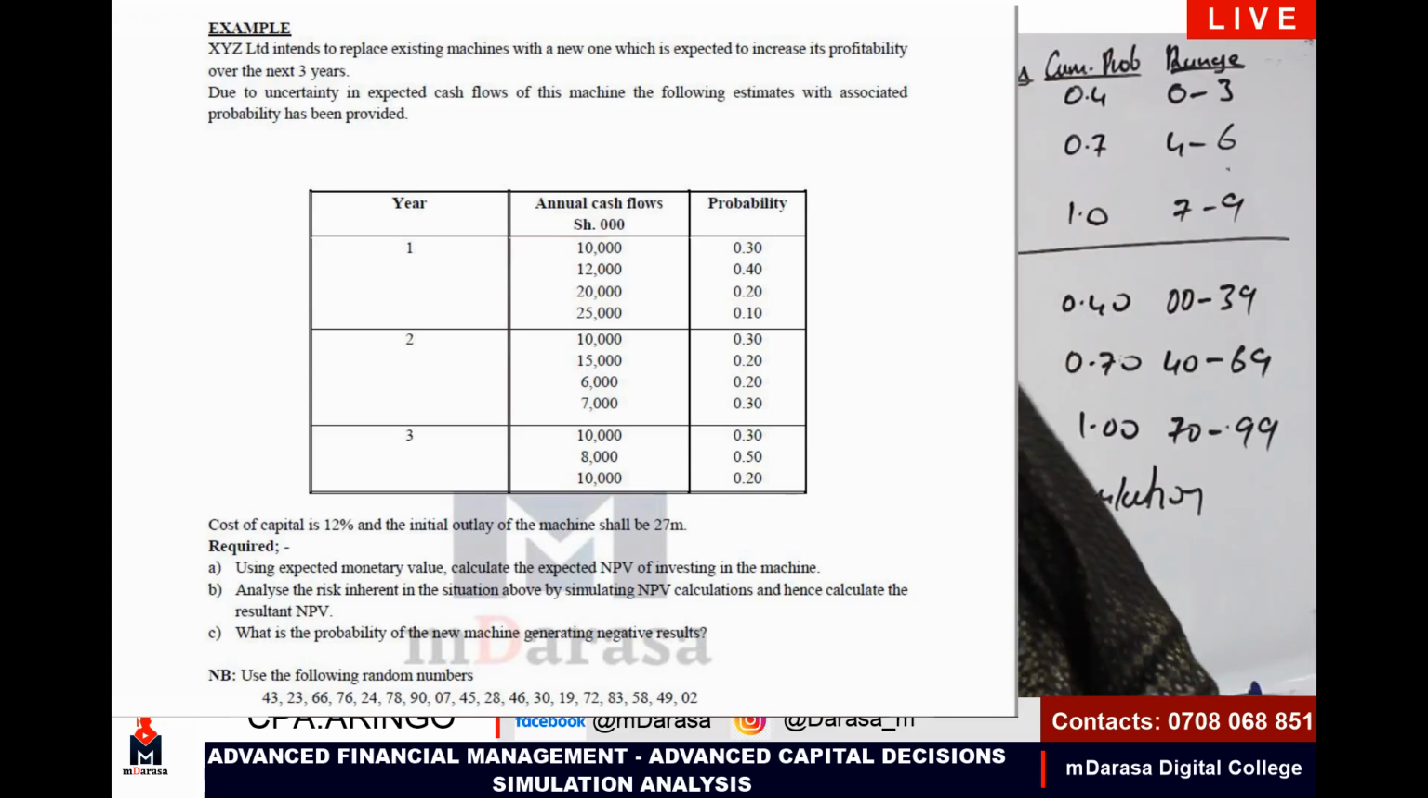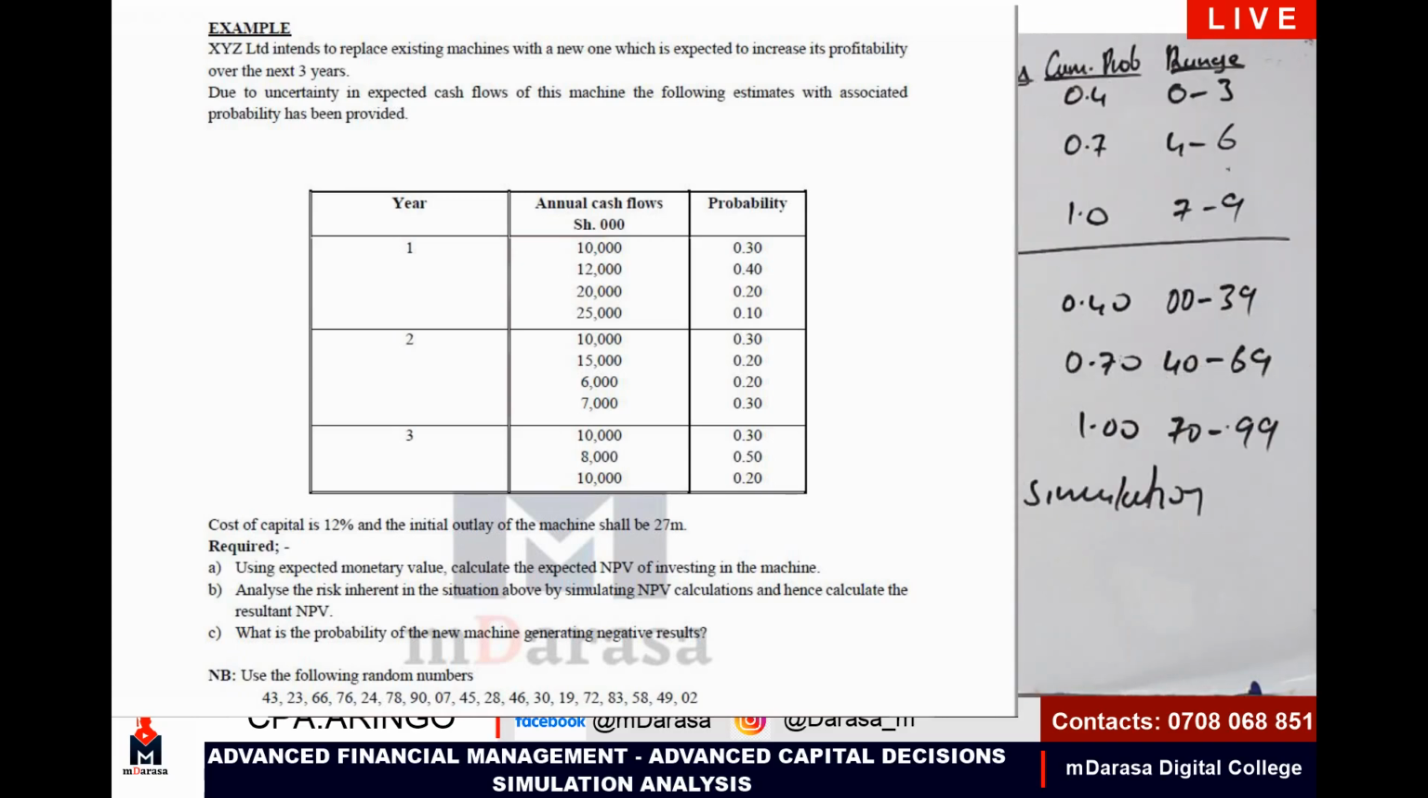Let us go through this question together, see what you're told and what will be required to do. We are told in this case that XYZ Limited intends to replace existing machines with a new one, which is expected to increase its profitability over the next 3 years. Due to uncertainty in expected cash flows of this machine, the following estimates with associated probability have been provided. So I'm given year 1 with its cash flows and probabilities, year 2 cash flows and its probabilities, and year 3 cash flows and its probabilities. The cost of capital is 12% and the initial outlay of the machine shall be 27 million.